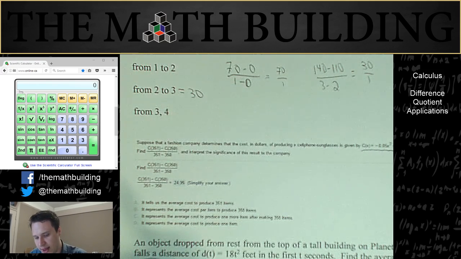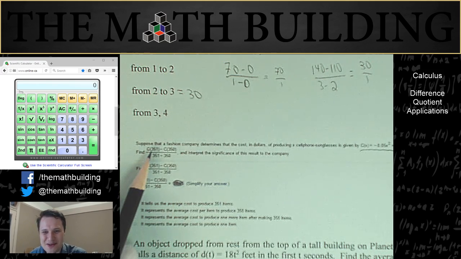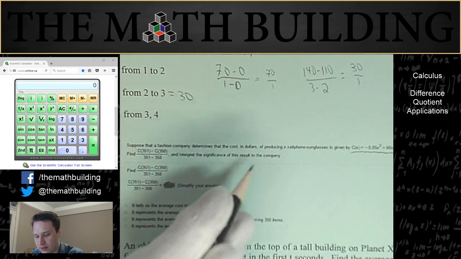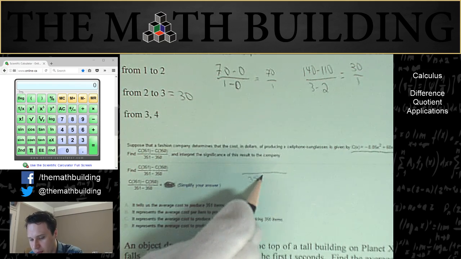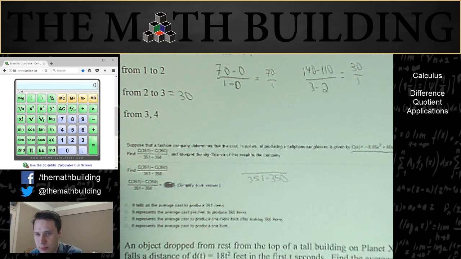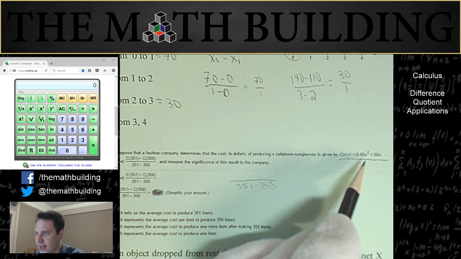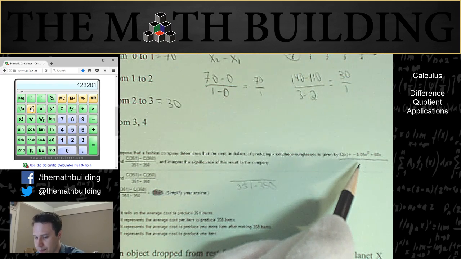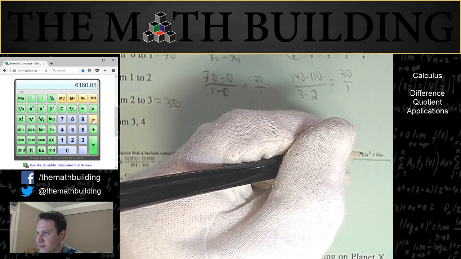So let's go ahead and do that. Let me scratch out the answer so you can't read it. So we want to find C of 351. To calculate this difference quotient, on the bottom we have 351 minus 350. That's pretty basic. Now let's calculate C of 351 by plugging 351 in for x into the function. So that'll be 351 squared times 0.05, and we'll slap on a negative sign.